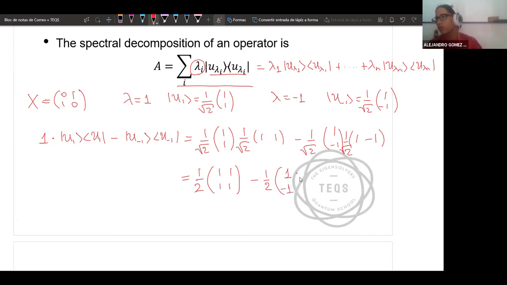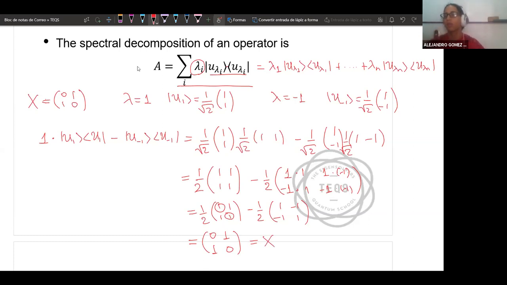1 minus 1 times 1, 1, 1 minus 1 times minus 1, minus 1. So this is giving us 1, 1, 1, 1, minus 1, half of 1 minus 1 minus 1, 1. So we can check that the diagonal terms are going to cancel because we have 1 minus 1, so 0, 0. And the non-diagonal terms are going to be 1 because they're just 1 half plus 1 half. So we get the X gate, that is the spectral decomposition.